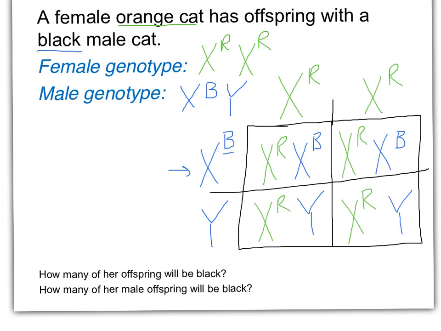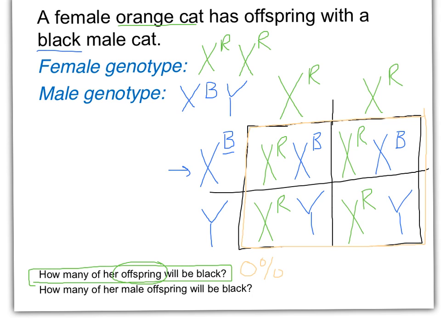So we're going to look at these questions here, and I need you to make sure that you're paying really close attention. This question's asking how many of her offspring will be black. So the key term here is offspring. Because it says offspring, I'm going to look at the entire Punnett square. I have 4 boxes, so out of every single offspring she has, how many of them are going to be black? That will be 0, so that's actually pretty easy.